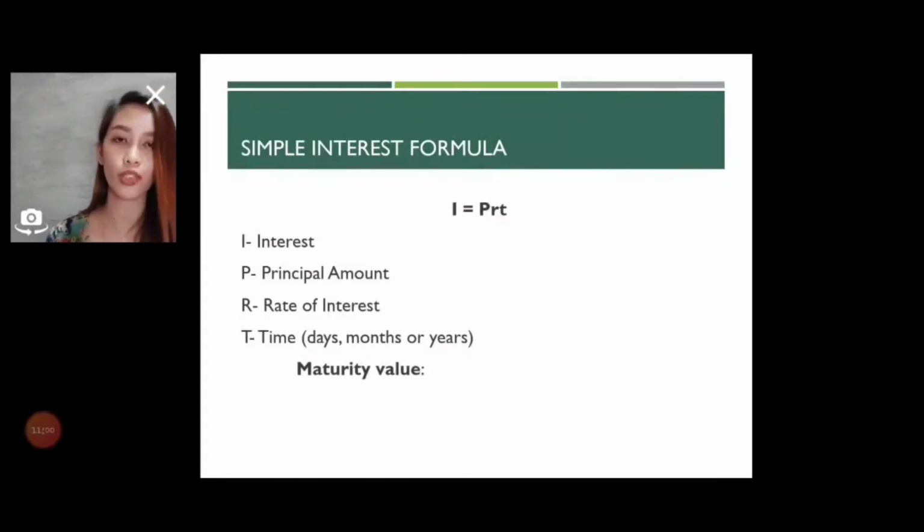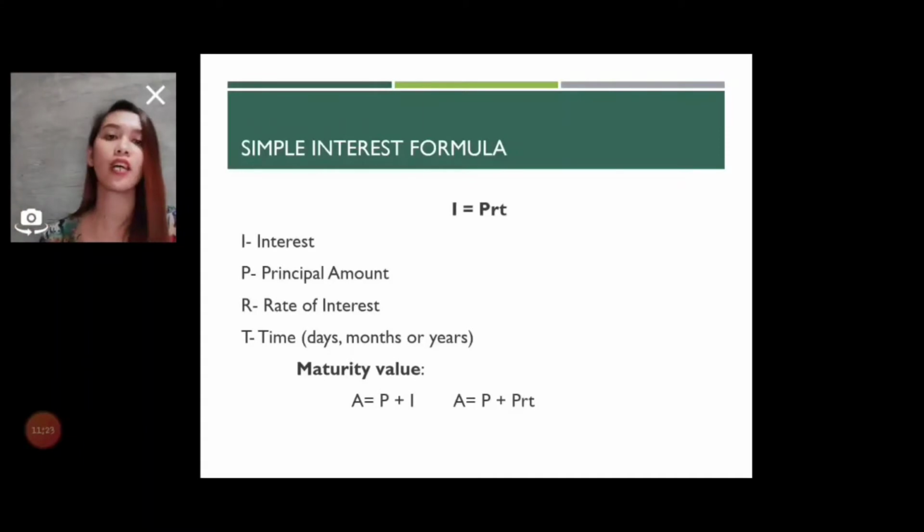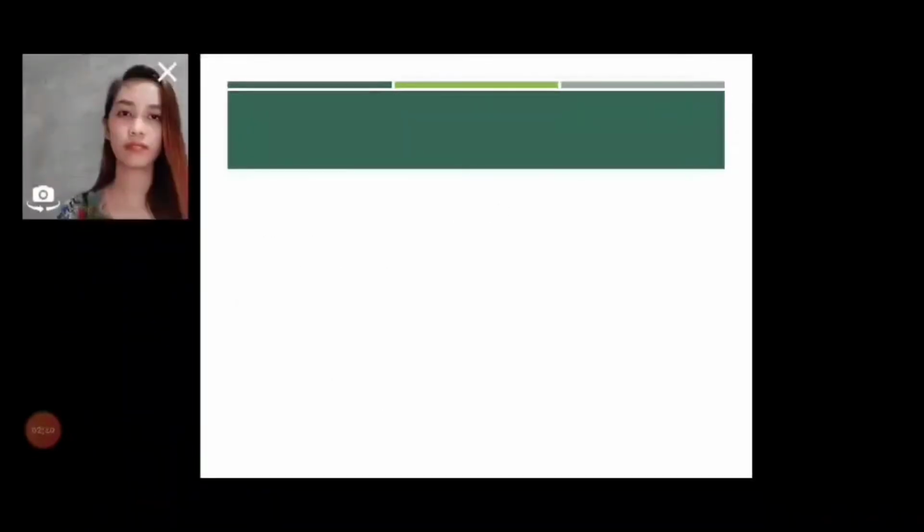We also have the maturity value. The maturity value is all the amount that you are going to pay to the lender. That will be the maturity value, or A = P + I. You are going to sum up the principal and the interest. So that will be your maturity value, all the money that you are going to pay to the lender. Or A = P + PRT, where PRT is the interest.